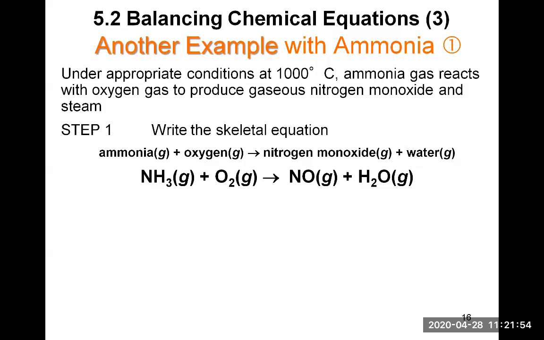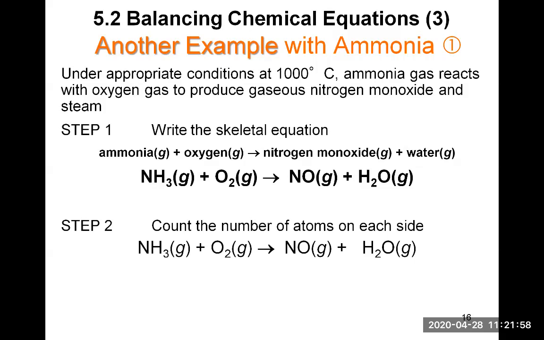The next step is to count the number of atoms on each side. So let's start with nitrogen. We have one nitrogen in ammonia and one nitrogen in NO. Hydrogen, we have 3 hydrogens on the left, 2 hydrogens on the right from water and from ammonia. Oxygen, we have 2 oxygen on the left and 2 oxygen on the right. 1 oxygen from nitrogen monoxide and 1 oxygen from water. So looking at the count here, we see that nitrogen is balanced and oxygen is balanced. Hydrogen is not balanced. So you will want to write coefficients to balance hydrogen.